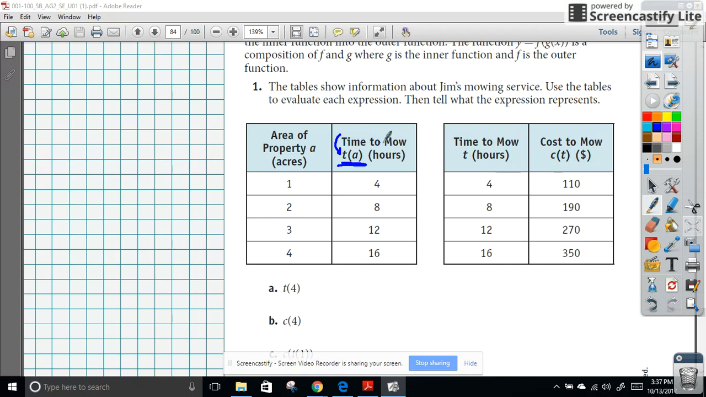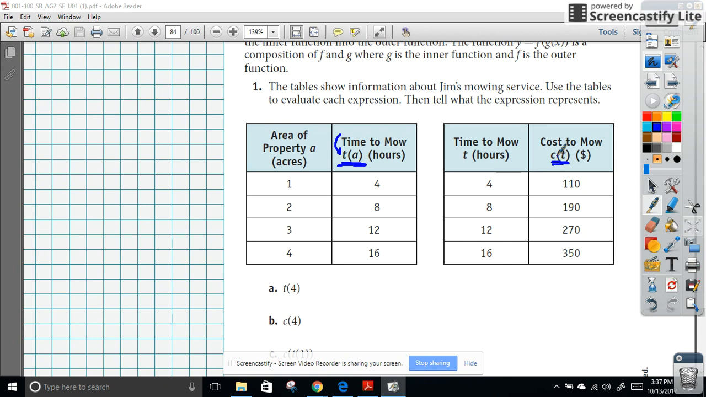The amount of time that it takes to mow is dependent upon the number of acres that we're mowing. That's what this is telling me, okay? So if you have 1 acre to mow, it takes 4 hours, 2 acres to mow, it takes 8 hours, and so forth. This function over here is the C function, okay?